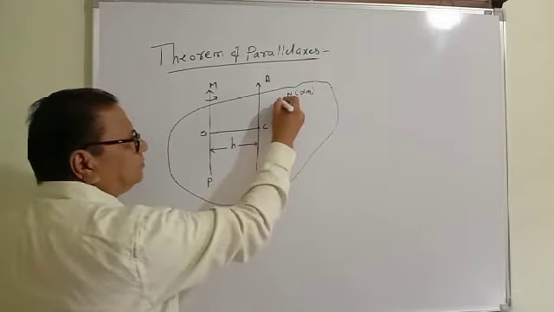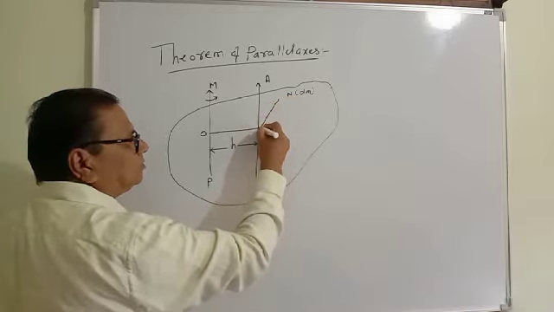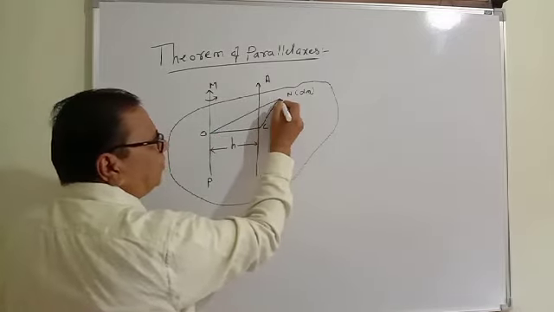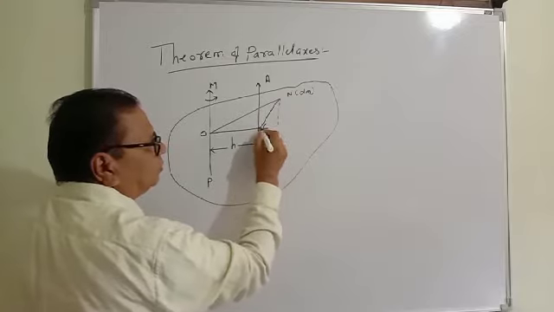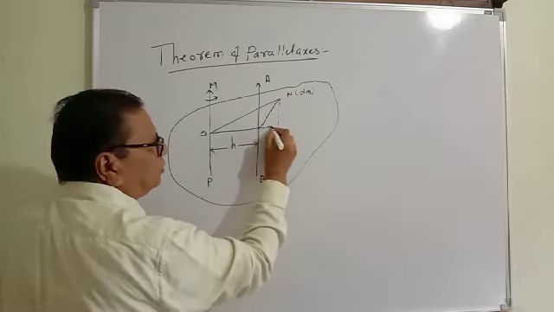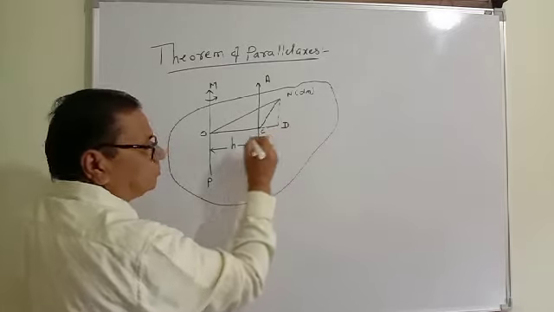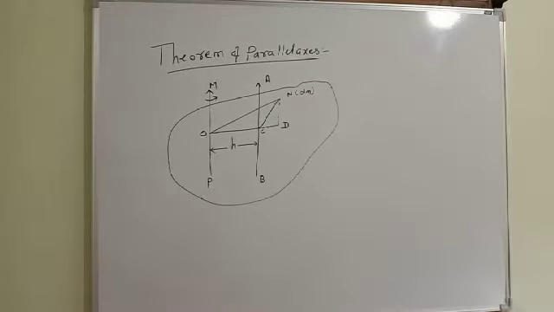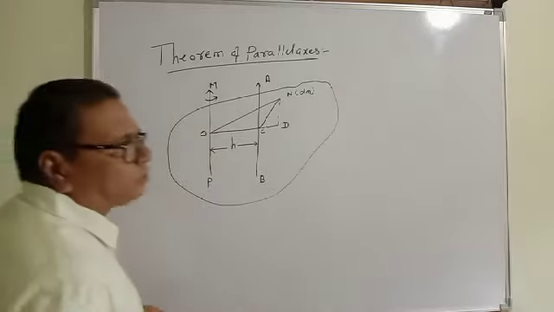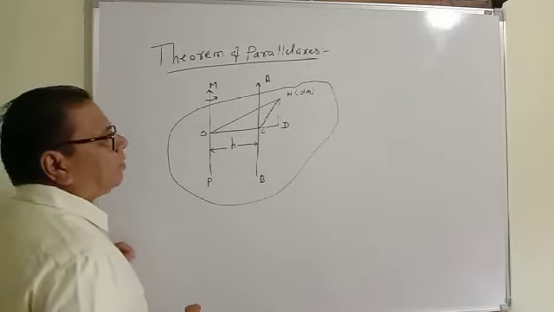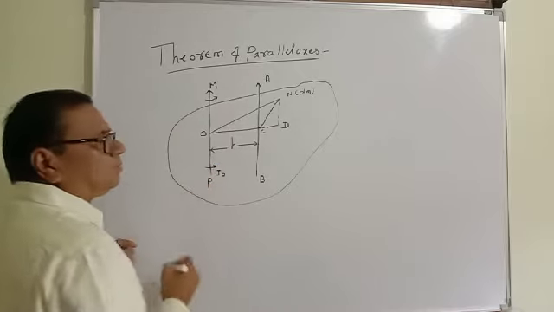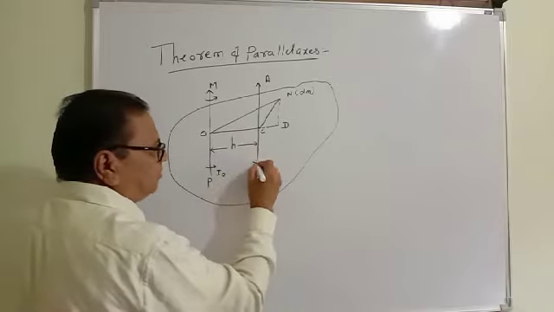Join NC, ON. Draw a perpendicular from N, produce OC to meet at D. Let the moment of inertia about this axis be I_O, and about the parallel axis passing through the center of mass be I_C.